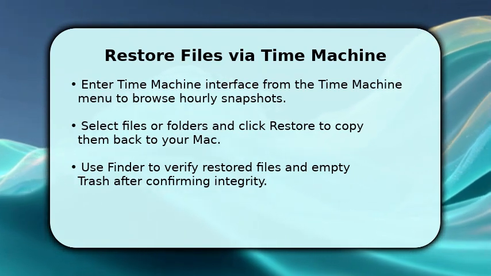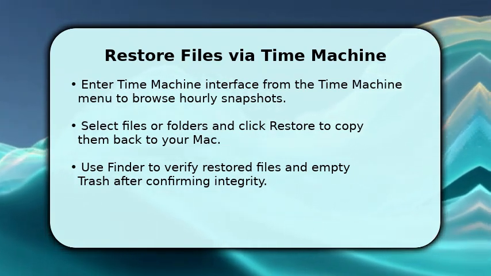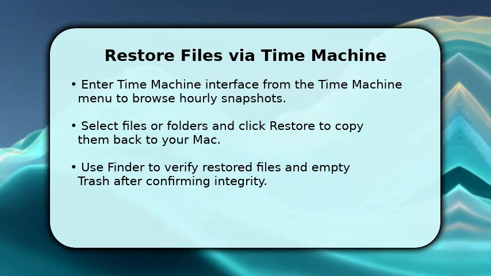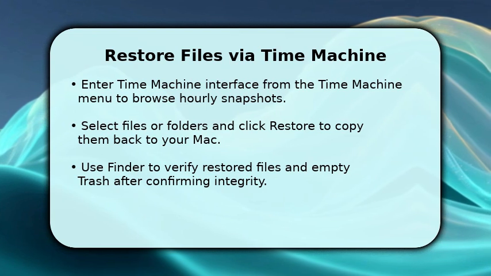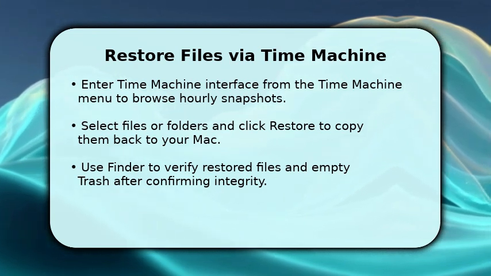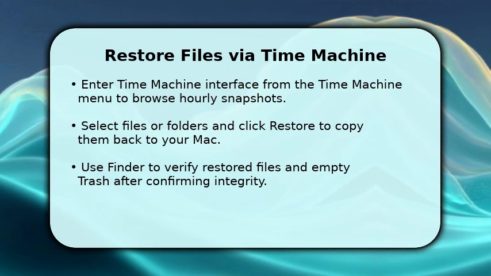Navigate to the folder and select the specific files or folders you want to recover. Click Restore and let Time Machine copy items back to their original locations automatically. If a conflict appears, choose Replace or keep both according to your needs.